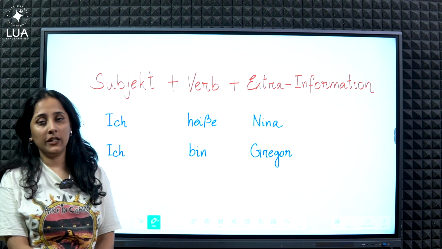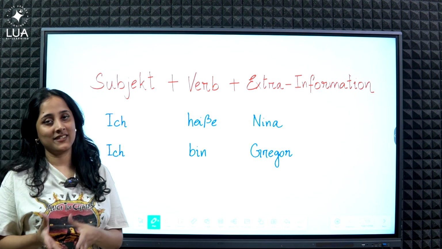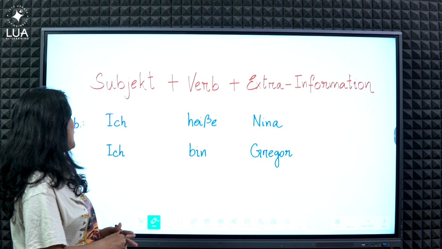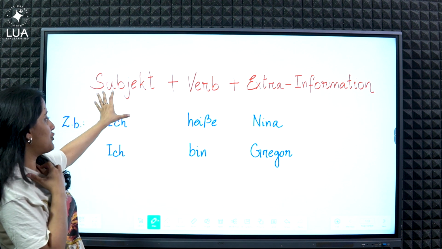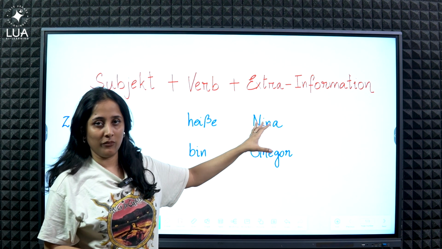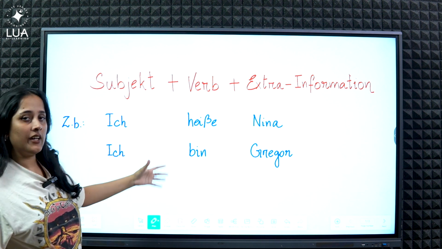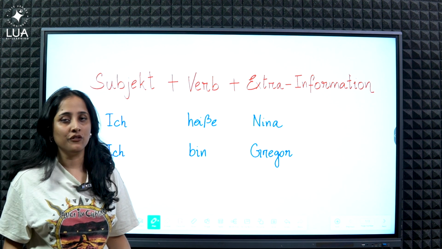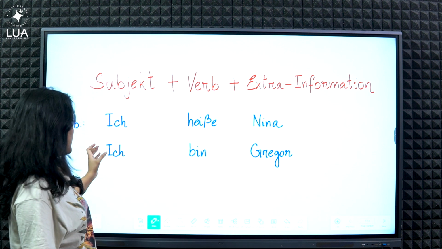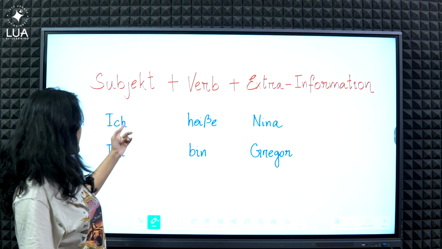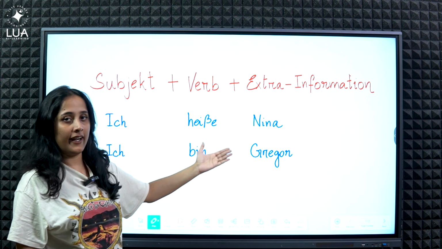We will be exploring some very basic sentences in the German language and the key components that make a sentence a sentence. So, the basic structure is subject plus verb plus extra information. For example, here's a very simple German sentence that you will be using in your daily life. Ich heiße Nina oder ich bin Gregor. That is, I am called Nina or I am Gregor.